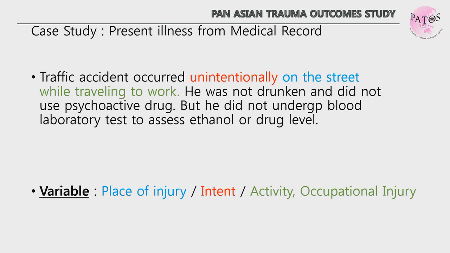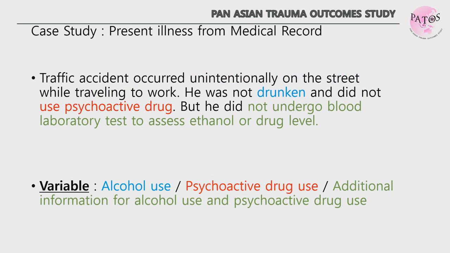As the patient had the accident on his way to work, this would be considered a work-related injury. About alcohol use, the record shows us that the patient was not drunk at the time of the incident. For PATOS, alcohol use and drug use can record suspected use, which will be provided in the medical record, or confirmed use, which will be based on blood test results. We'll go into more detail about this later in the presentation.